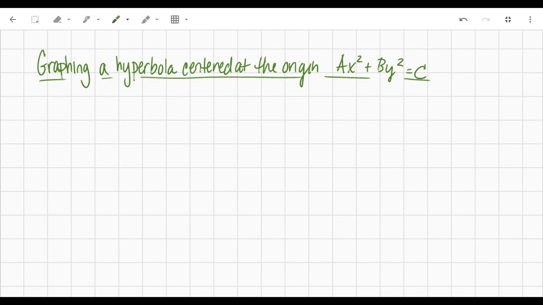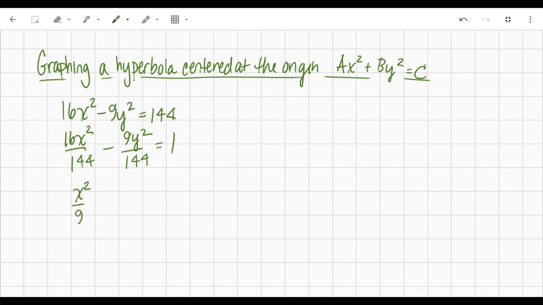Okay, so we'll have, for example, 16x squared minus 9y squared. This is almost the same as the ellipse one that we did. Okay, so remember we want to divide everything by 144 because it has to equal 1. So we'll have 16x squared over 144 minus 9y squared over 144 equals 1. And those we can reduce. So x squared over 9 minus y squared over 16 equals 1.